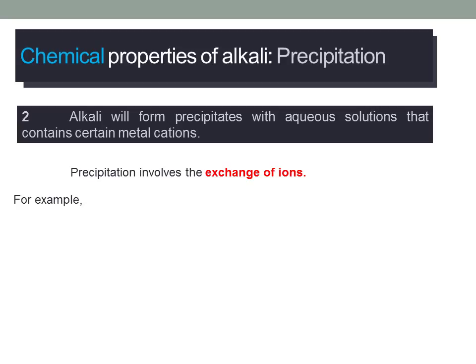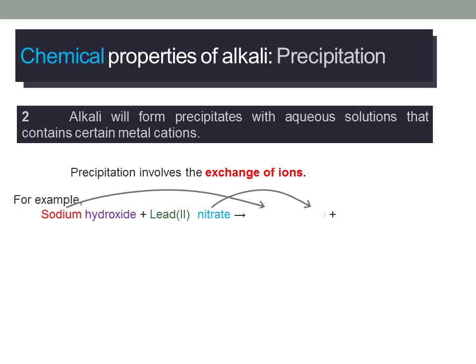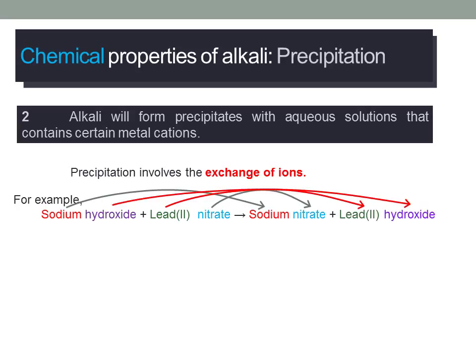So, what will be the products for the reaction of sodium hydroxide and lead 2 nitrate? Let's exchange the pairing of these ions. And we will get sodium nitrate and lead 2 hydroxide. Are you getting it? Let's do another example.